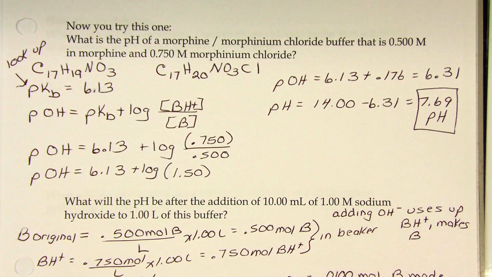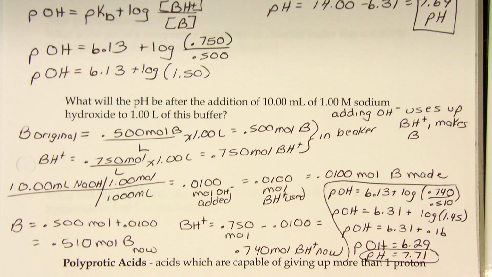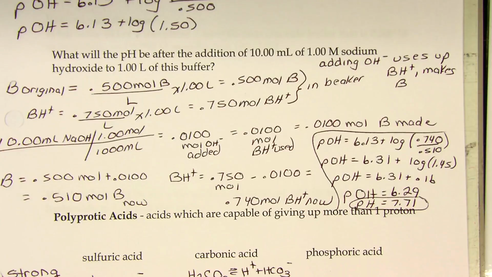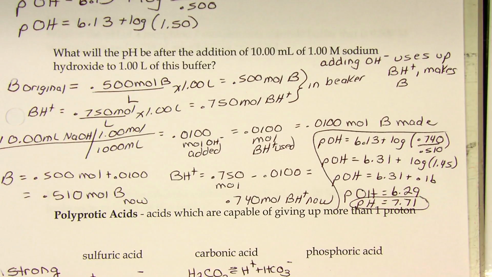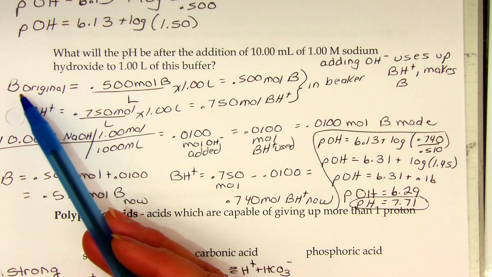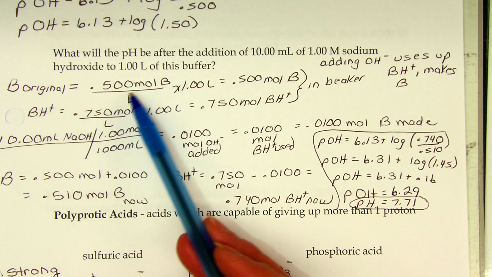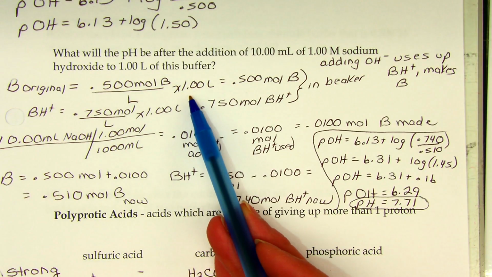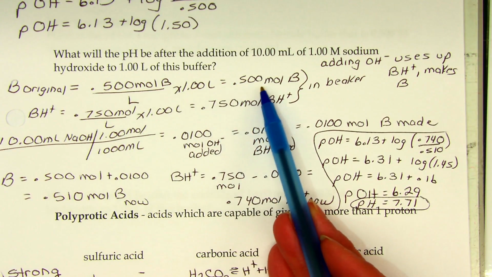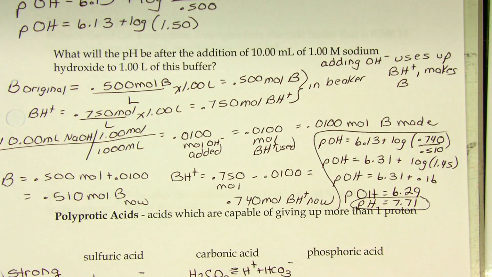So now that's the easier part. Now the hard part comes. What happens after we dump in the sodium hydroxide? Well, the original amount of base was 0.5 molar and we had 1 liter, so we had 0.500 moles. Now when you're doing this, your significant figures become important. So put in those trailing zeros.